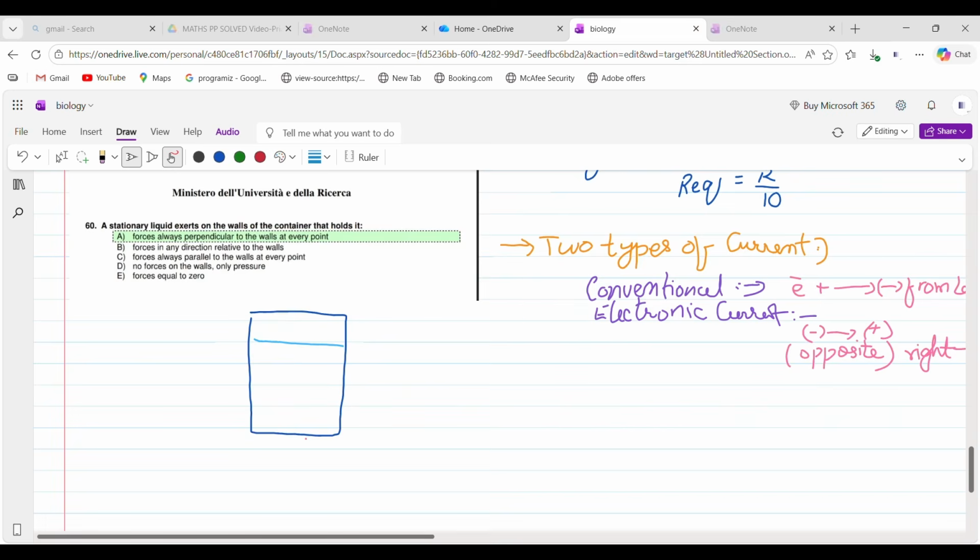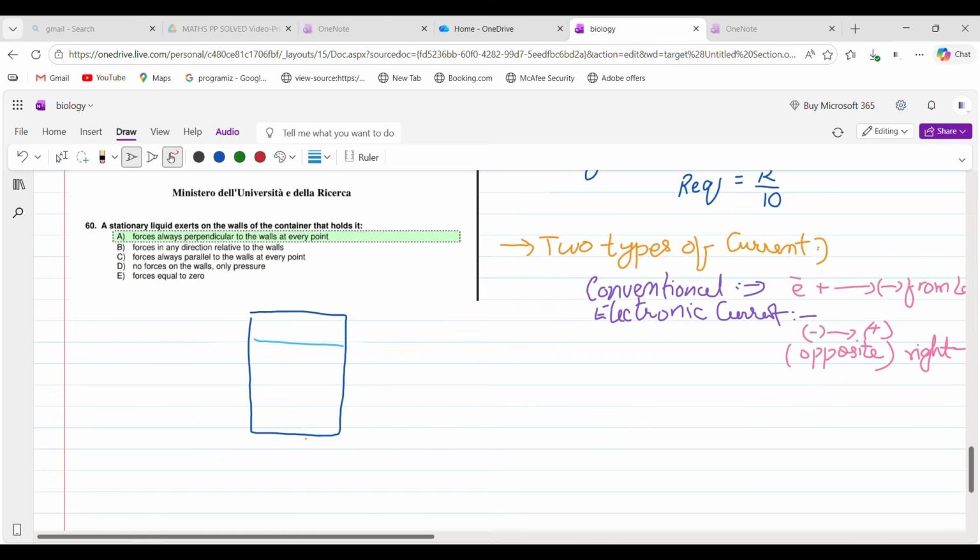Now see, they are asking the molecules of the liquid will exert the force on the walls of the container. And basically when the molecules or particles exert force or collide with the wall of the container, they produce pressure. Okay, they produce pressure. Now see, they are asking in what direction they are going to hit the wall of the container. Now see, I'm trying to explain it and I'm trying my best to make you guys visualize this as well.